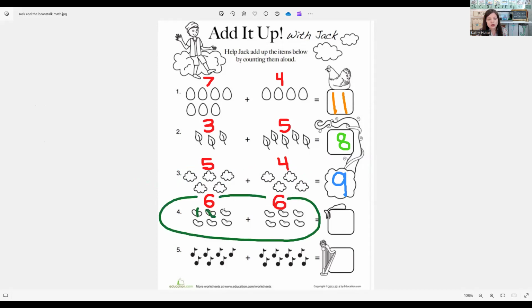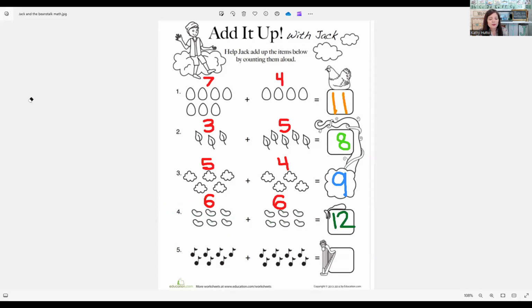1, 2, 3, 4, 5, 6, 7, 8, 9, 10, 11, 12. 12. Let's write 12. 6 plus 6 equals 12.